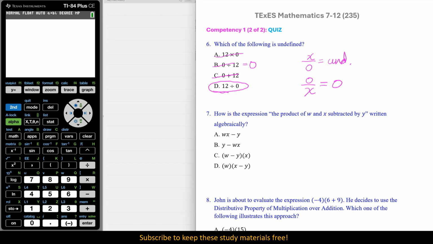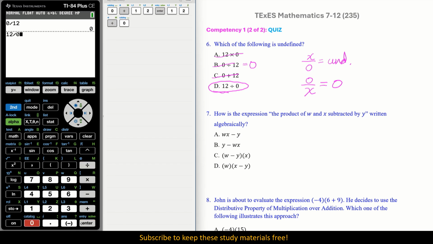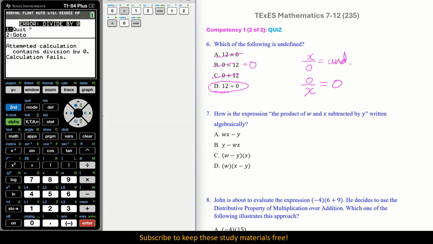So let's actually put these values in the calculator and see what happens. Okay, so x divided by 12 gives me 0. But if I say 12 divided by 0, I get this error. It says divide by 0. Attempted calculation contains division by 0. Calculation fails. And that means it is undefined. Okay? All right, let's go to number 7.